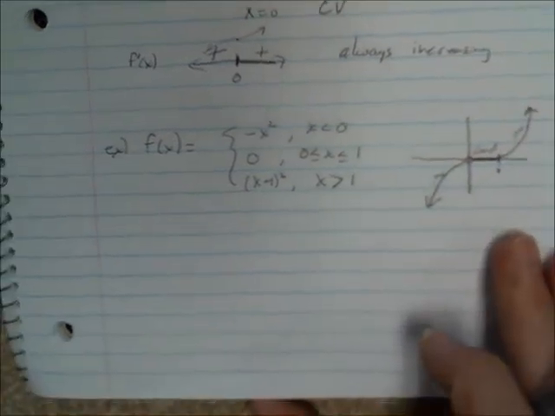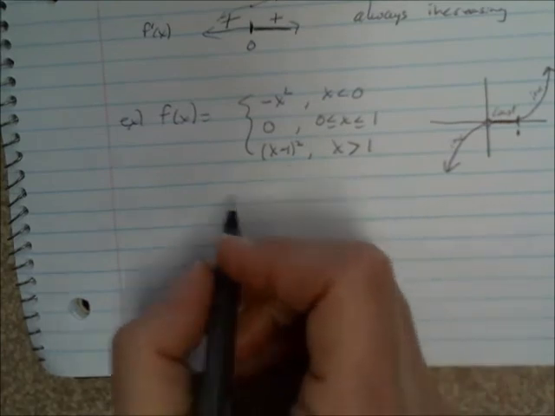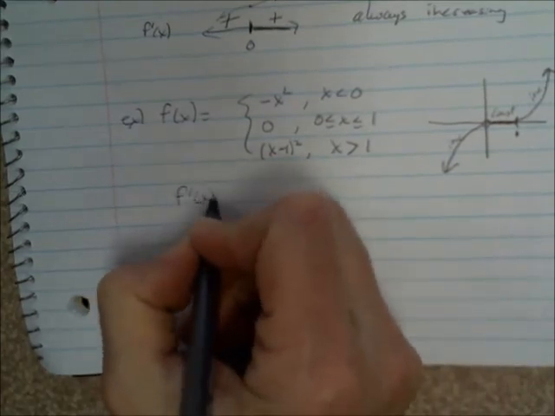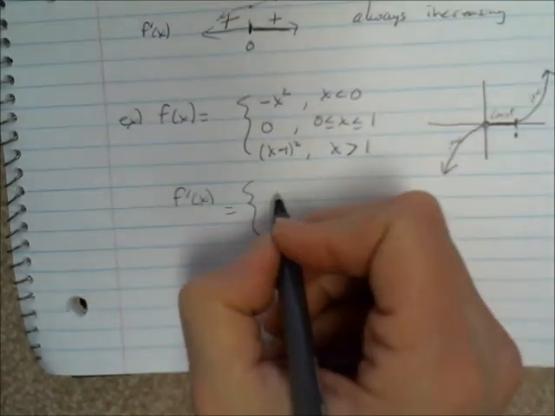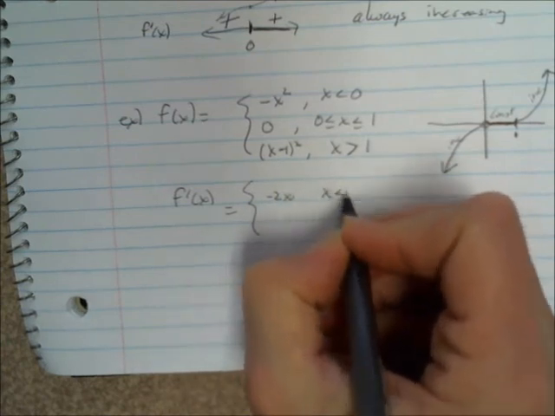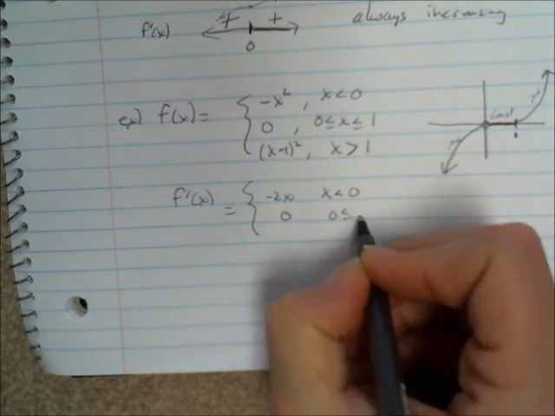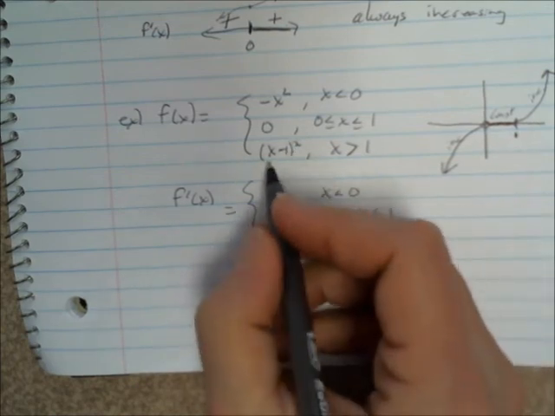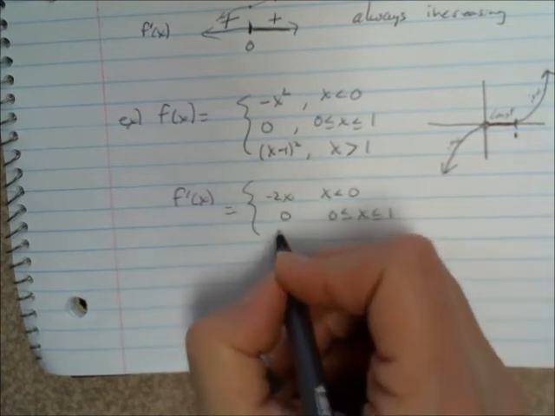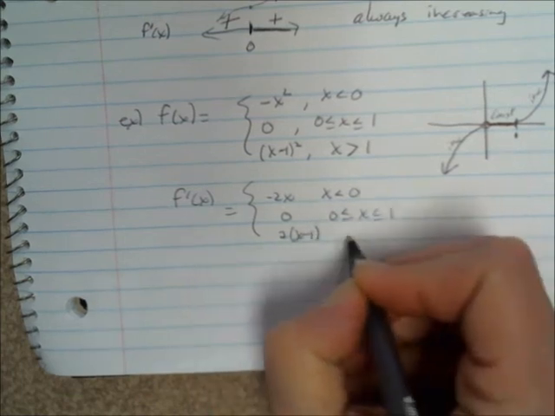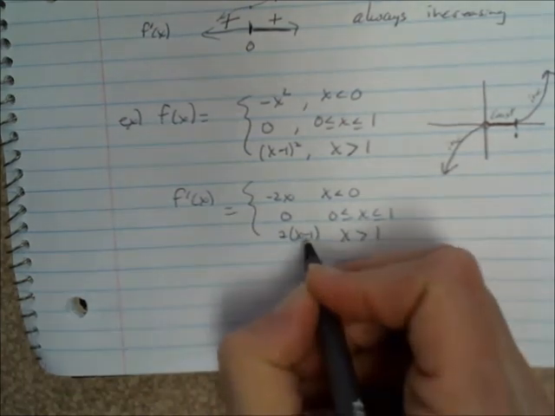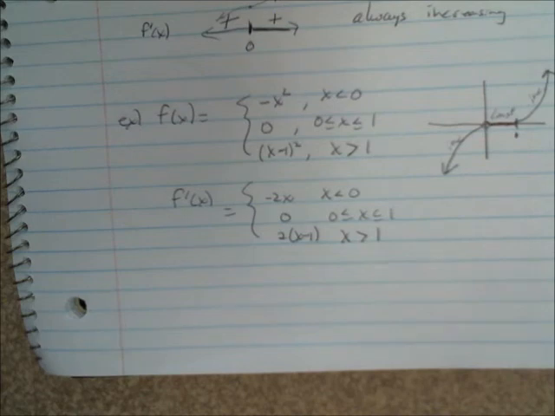But what if we didn't have the graph? We would have to do an f prime of x as a piecewise function. That would be negative 2x when x is negative. The derivative of 0 is 0 between 0 and 1. And the derivative of this is 2 times x minus 1 for x is greater than 1. So it's just 2x minus 2.